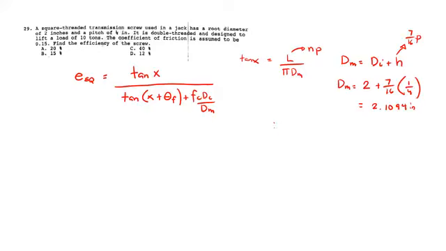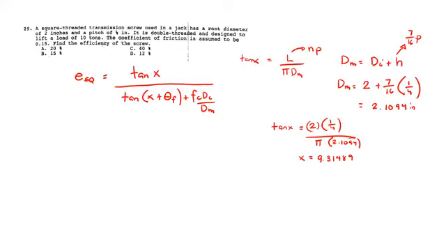So let's substitute here. The tangent of x is equal to the number of threads, which is double-threaded, so 2 times 1/4, divided by pi times the mean diameter, 2.1094. So x is equal to 9.31489.